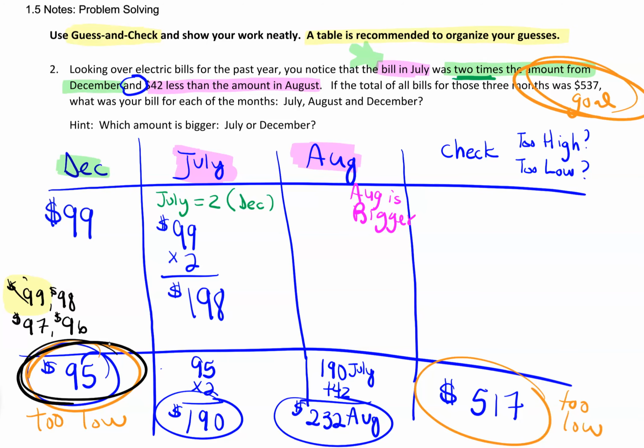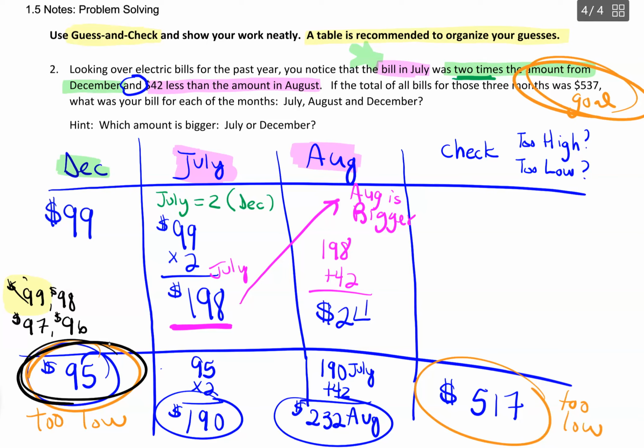Then the bill in July was 42 less than August. Remember, August was the bigger one. So this number, 198 for July, is 42 less than what August would be. So I need to add 42 to that smaller number to get the bigger number for August. And when I do that, I get $240. So now let's check it. If I add December plus July plus August, let's see what that adds to. That adds to 537. That is correct.